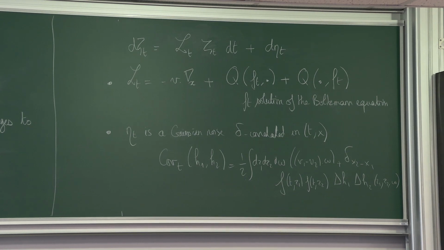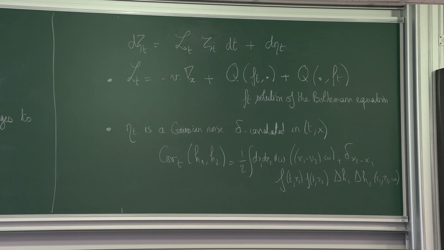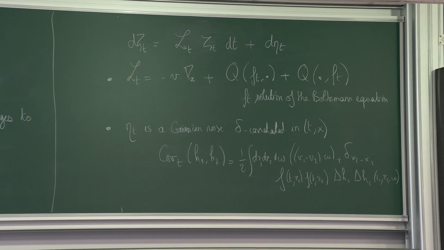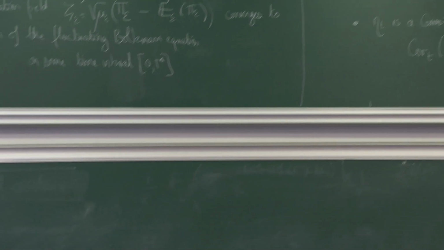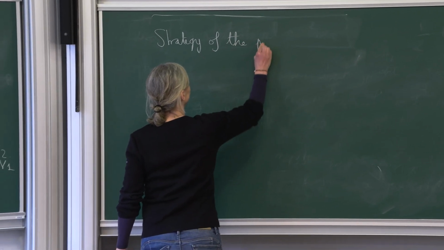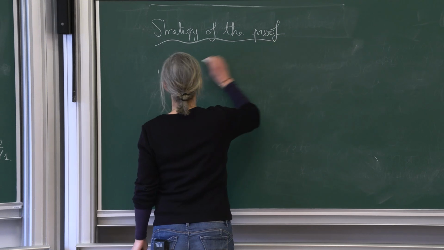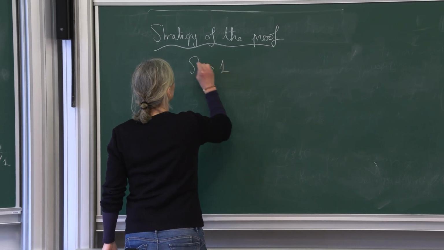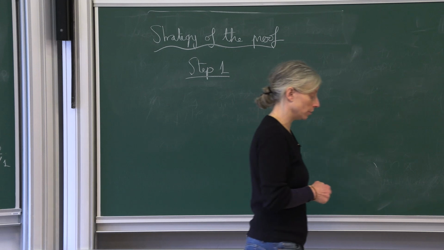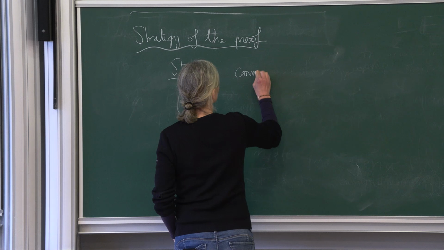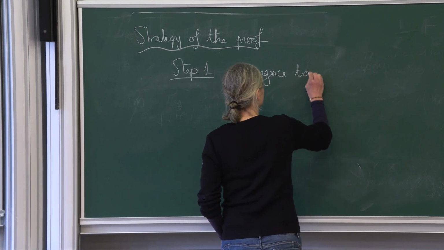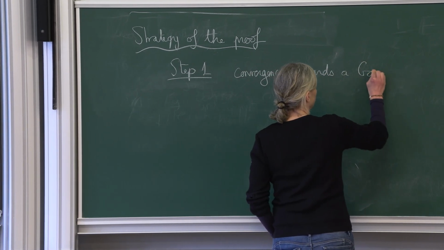I will not give the proof in detail, but I will tell you some ingredients of the strategy, and you will see that it's not very complicated actually. There are 3 steps. The first step is to prove that the limit process is a Gaussian process, so the convergence towards a Gaussian process.